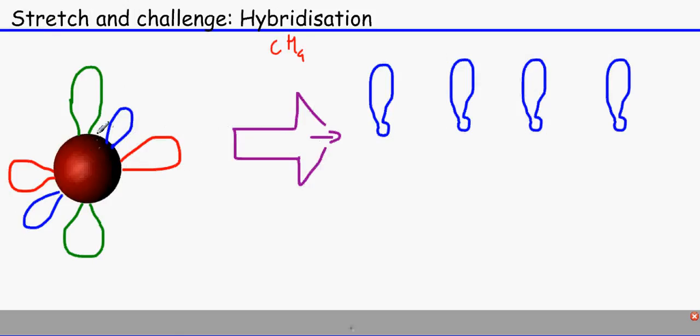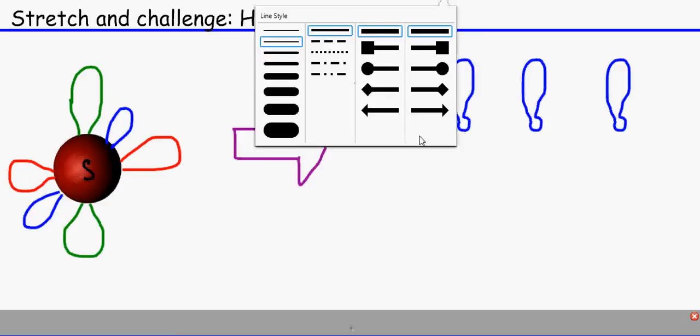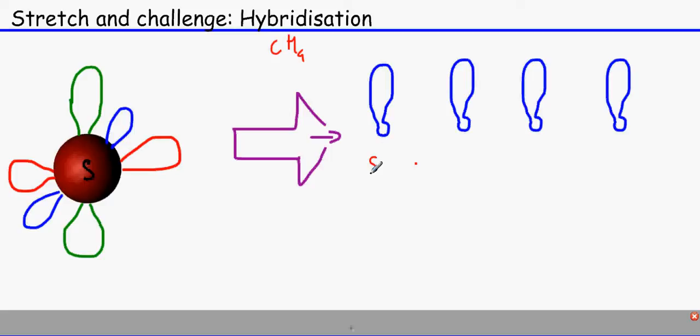In this case, it is called sp3. Because the s orbital has been hybridized with the p orbitals, with the p3, so s plus p3, making sp3. Maybe we shouldn't say adding, maybe we should say times, anyway, that's more mathematical. But this is an sp3 orbital, and this is the way that we can draw it.